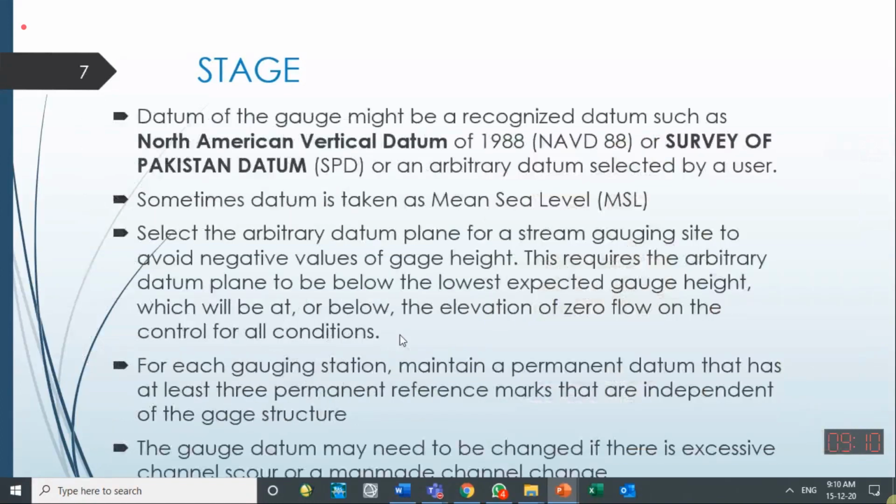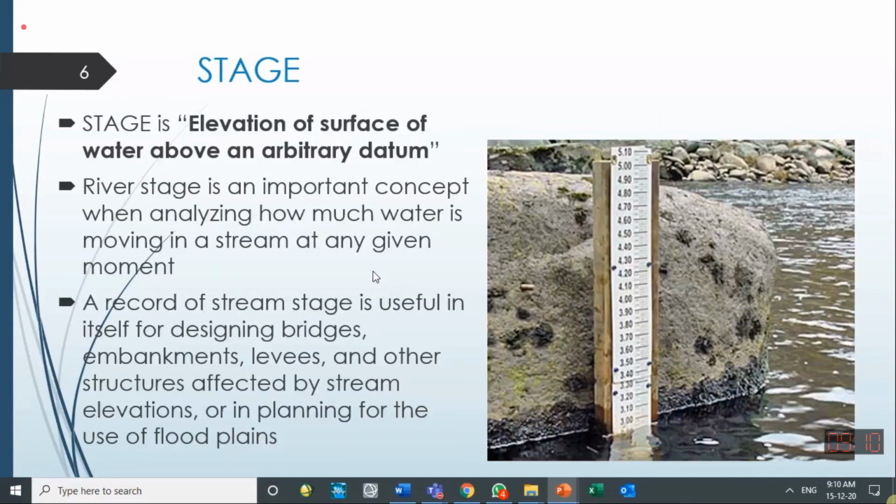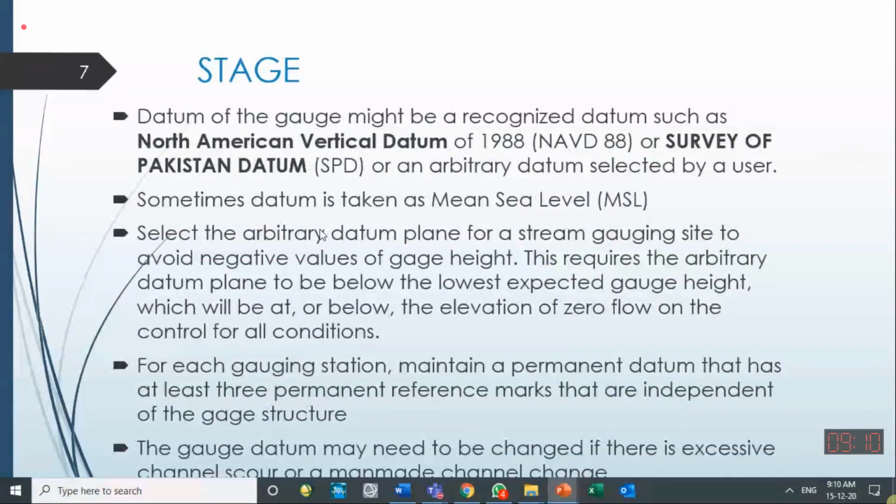How is it measured? When we mention datum, datum can be any arbitrary datum you have selected. Arbitrary means out of your choice. If you have selected a certain reference line as a datum line, that's okay for you. For example, the elevation of the table on which this computer is placed. If I want to measure it, I can have many datums for that purpose.